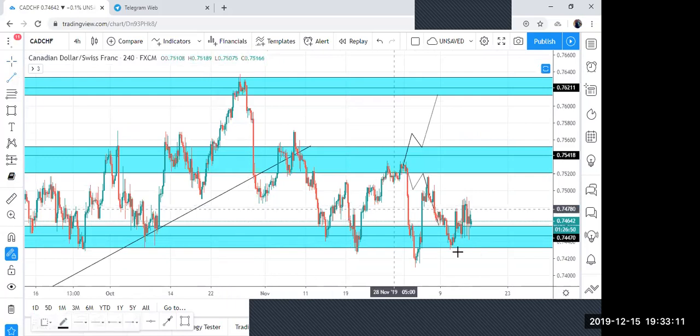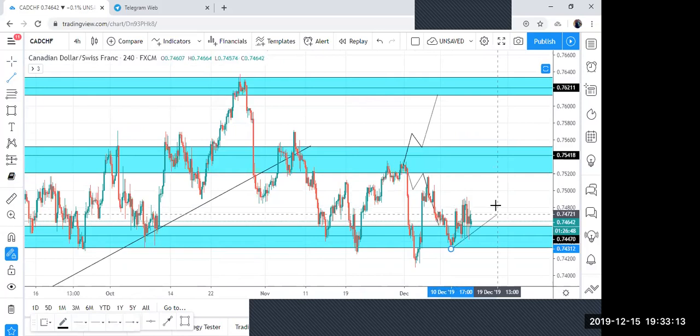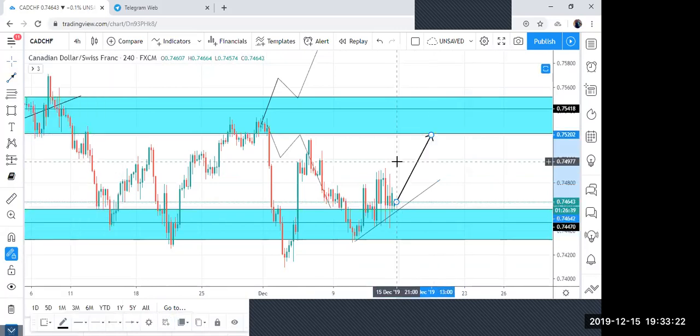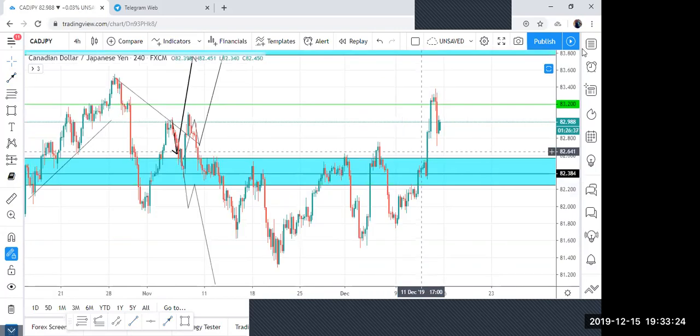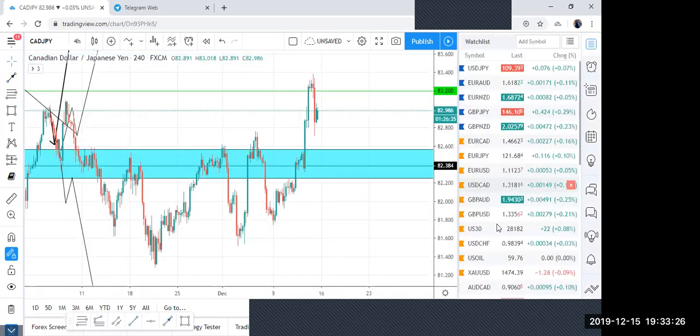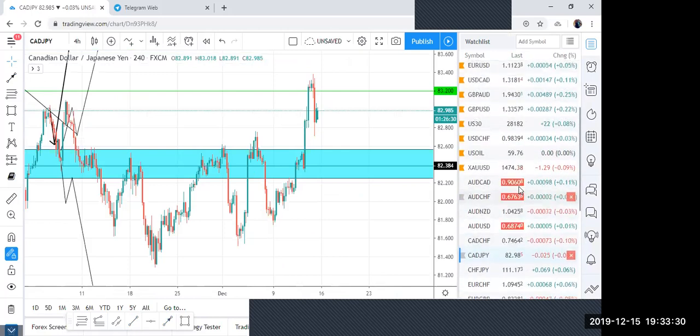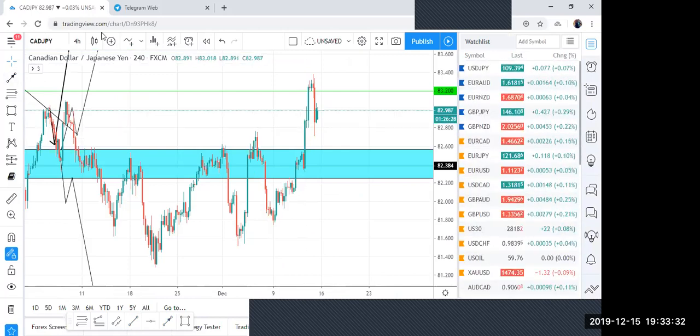Same thing here. This candle close above, it's gonna go up. Close above, it's gonna go up. Did I do AJ yet? I don't even have AJ charted.